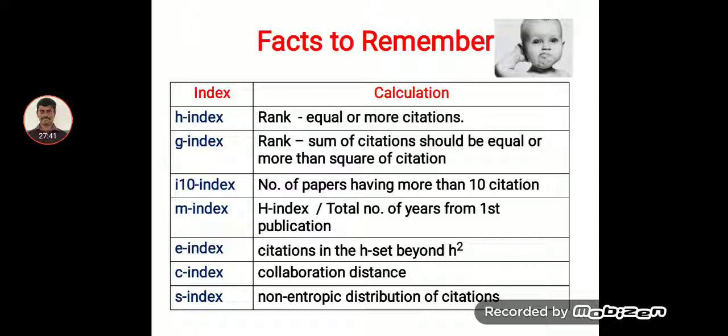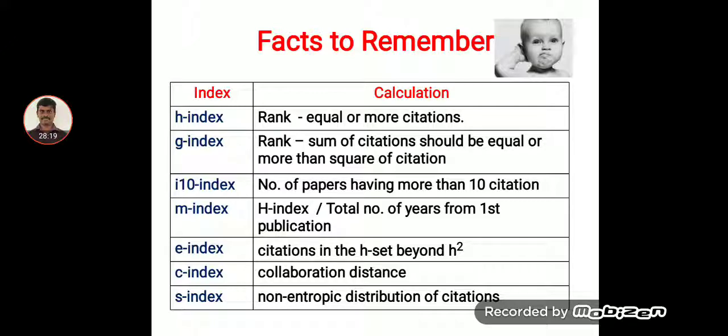Similarly for the G index, it is also compared between the ranking and the citation, but here the sum of citations should be equal or more than the square of the ranking. So that ranking is taken as the G index. For the i10 index, the number of papers having more than 10 citations is taken as the i10 index. In case of i20, the number of papers having more than 20 citations is taken as i20. Coming on to the M index, it's calculated using the formula H index divided by the total number of years from the first publication of the author.